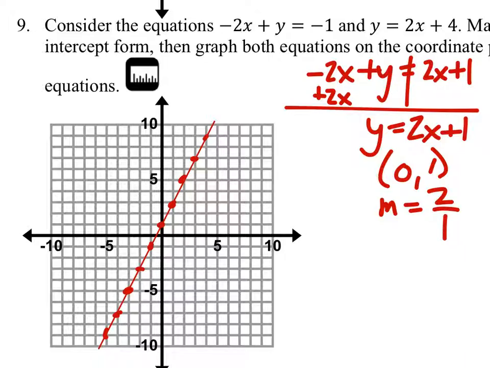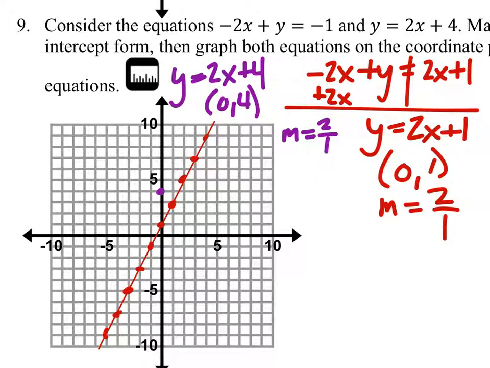Now the next one, y equals 2x plus 4. So we got a y-intercept at (0, 4), right here, and a slope of 2 over 1. Now before we graph this, let's take a look at those two slopes. What do you notice? They are both positive. There's something else there, though. They're the same. They are the same.